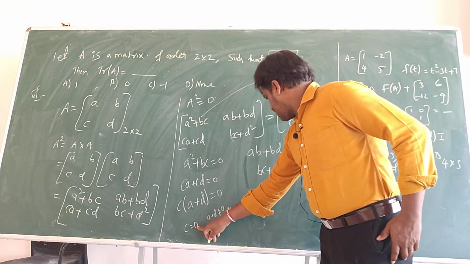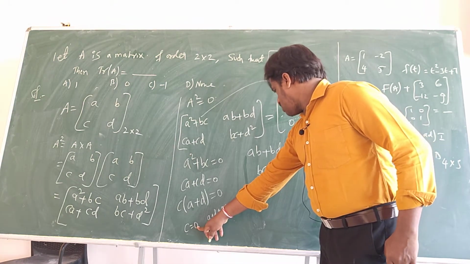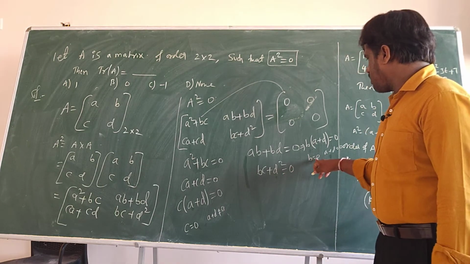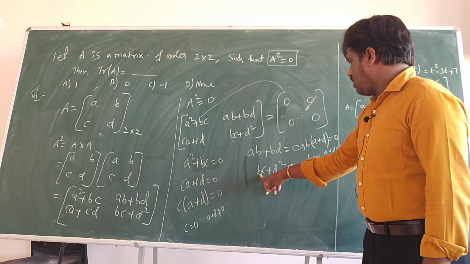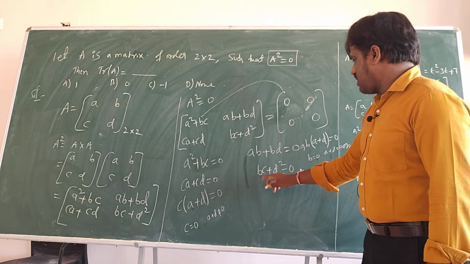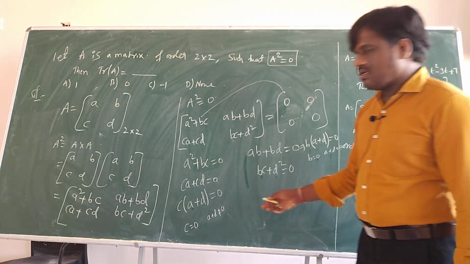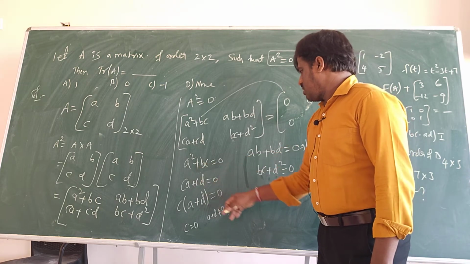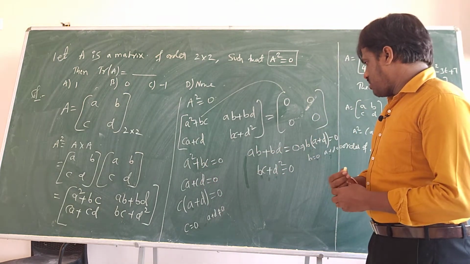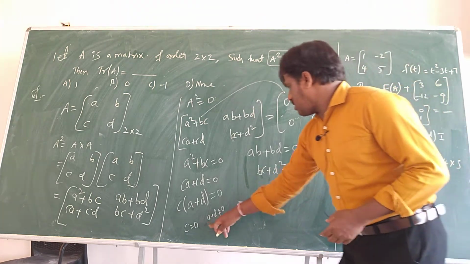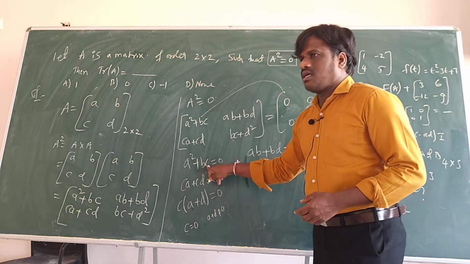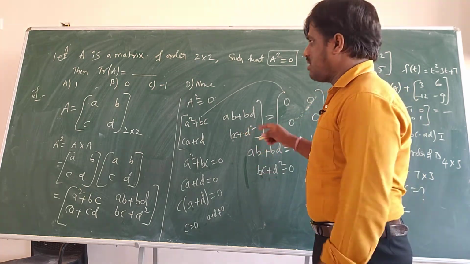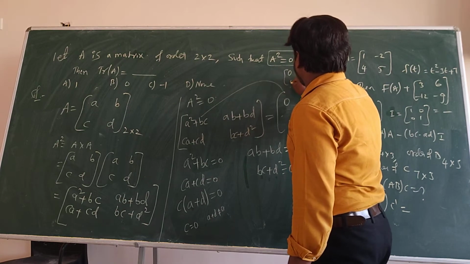Suppose C is 0 and B is 0. If I substitute in this, if C is 0 and B is 0, you will get D also 0. And here if I substitute B 0 and C 0 in this, I will get A 0. Finally what you are getting? 0, 0, 0, 0. It means this matrix you are getting is the zero matrix.